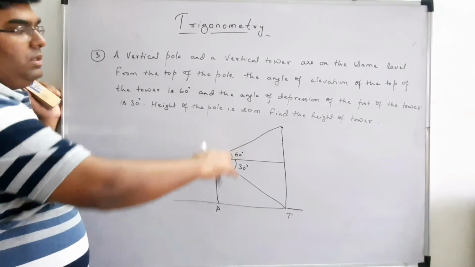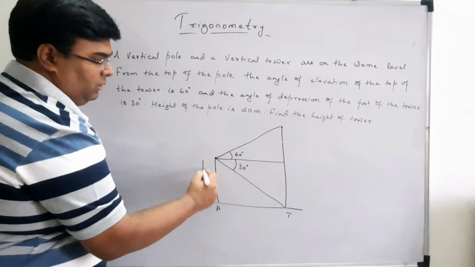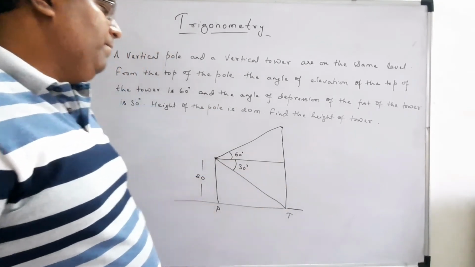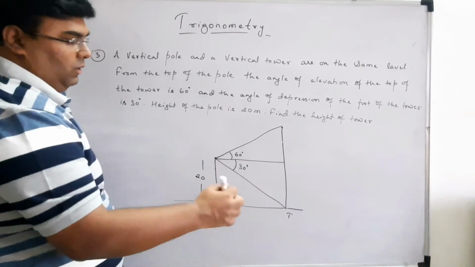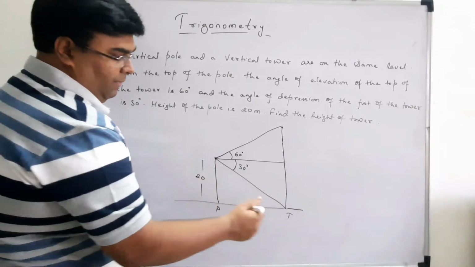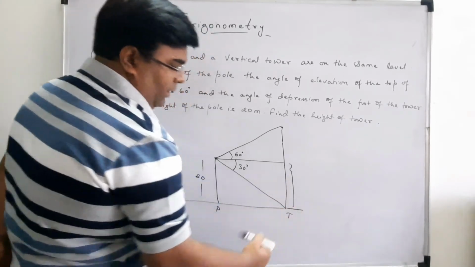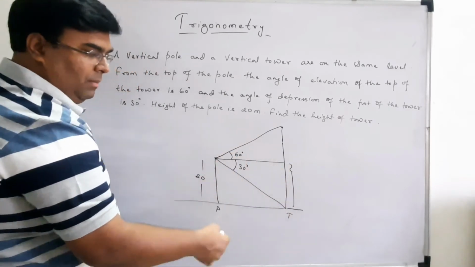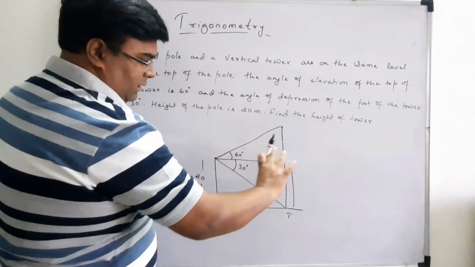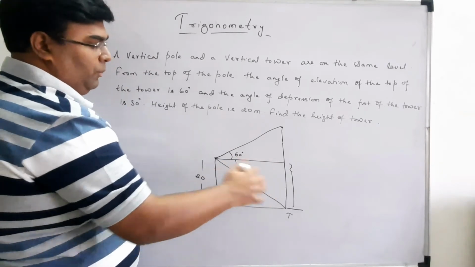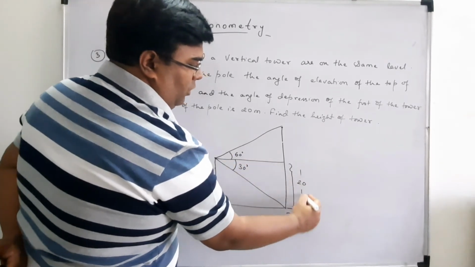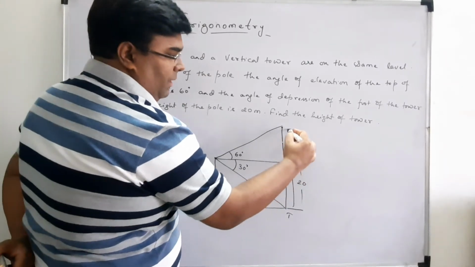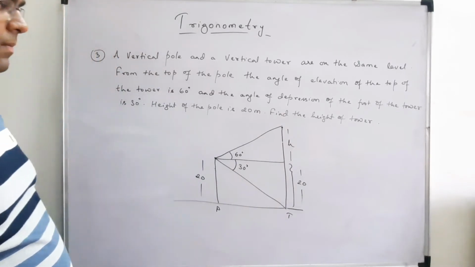And height of the pole is 20. This is my height of the pole. We need to find the height of the tower. Okay, so what we will do, see, the common sense is, if this is 20, this is also 20. Why? Because I have made this parallel, and these two are also parallel, perpendicular to the ground. So this is basically a rectangle, so the opposite side is also 20 meter. Correct? Now let me take the remaining part as h, right?